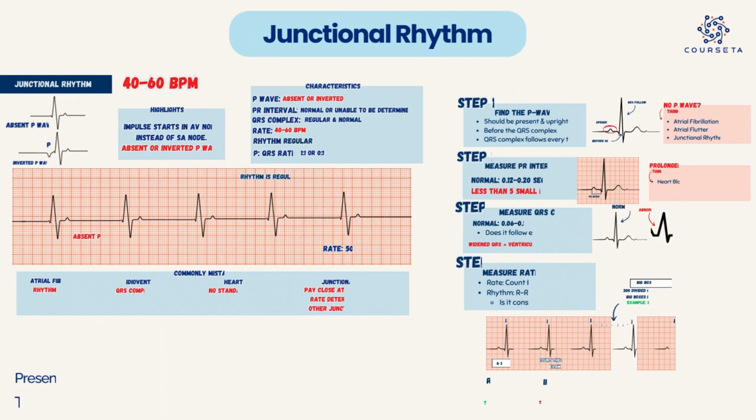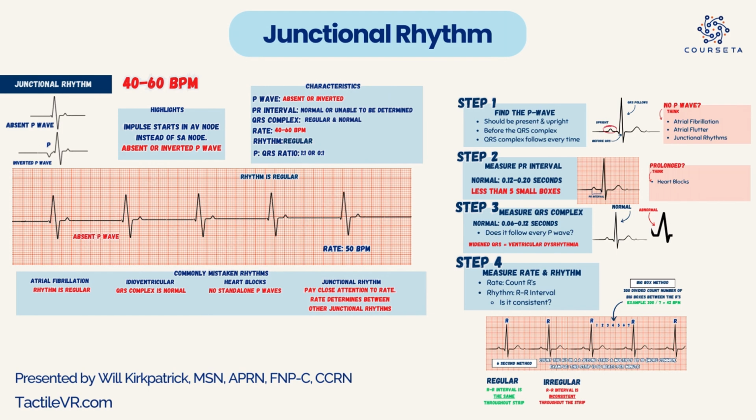All right, so let's start with junctional rhythm. All right, so junctional rhythm is characterized by an absent or inverted P wave. Now that P wave, another extra characteristic, might occur before or even after the QRS complex. So this P wave is pretty random, really, if you think about junctional rhythm. The junctional rhythm is, once again, going to have an absent or inverted P wave that is either before or after the QRS complex. All right, so let's look at this rhythm here.